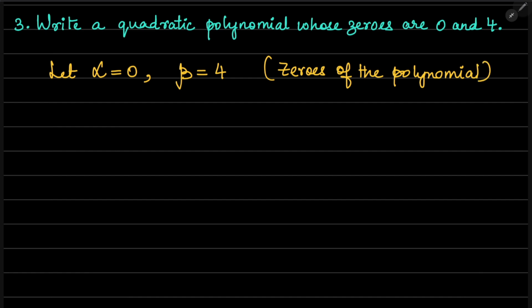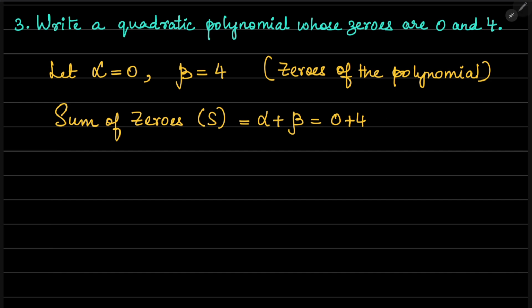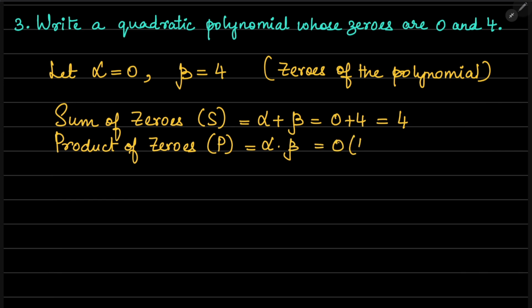So if I am given the zeros, in order to form a quadratic polynomial, I need to find the sum of the zeros. The sum of the zeros, which I will denote by s, is equal to alpha plus beta. So 0 plus 4, which is 4. And then the product of the zeros, which I'll denote with p, that is just multiply alpha and beta value. So 0 multiplied by 4, which is 0.